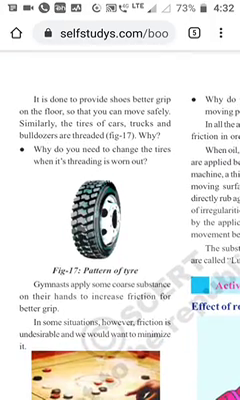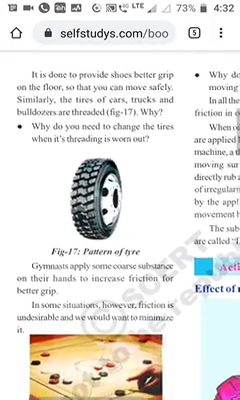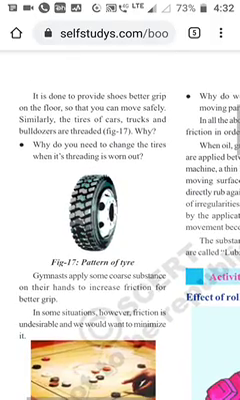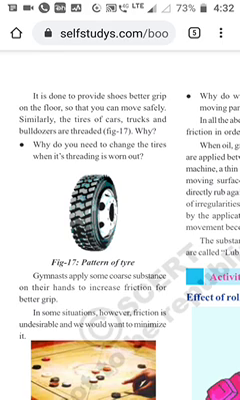Here you have to observe the tire also. How will the tire be? Tire also will be very rough. It is done to provide shoes better grip on the floor. So why? Because it gets the grip on the floor when we are walking, so that you can move safely.